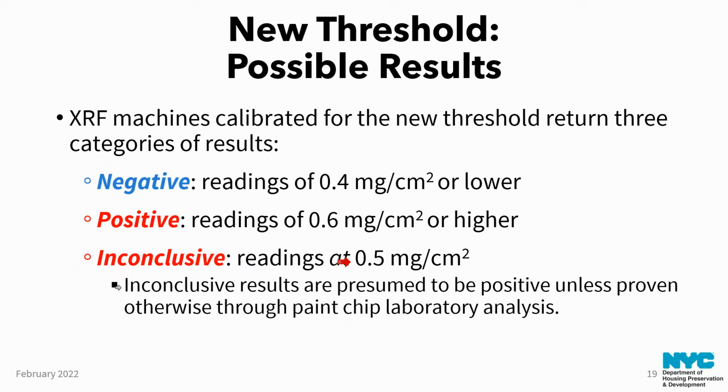It means that the result is very, very close to being positive, but we are not able to say with sufficient precision that it is. The result is still going to be presumed to be positive. For all intents and purposes, it's going to be treated as positive, but you would have the option to arrange for paint chip laboratory analysis, where a worker would actually collect a chip of paint and send it to a lab. That is a method that is considered to be accurate precisely at that threshold if that is something that you want to arrange for. So that is an option for you. But practically speaking, unless you want to take up that option, if there's an inconclusive result, it's going to be treated as a positive result.